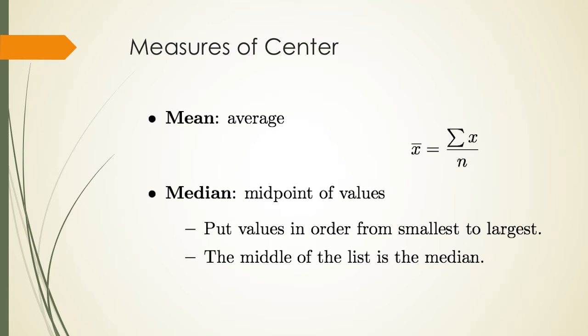To calculate the median, put the values in order from smallest to largest. Then the median is the middle value on the list.